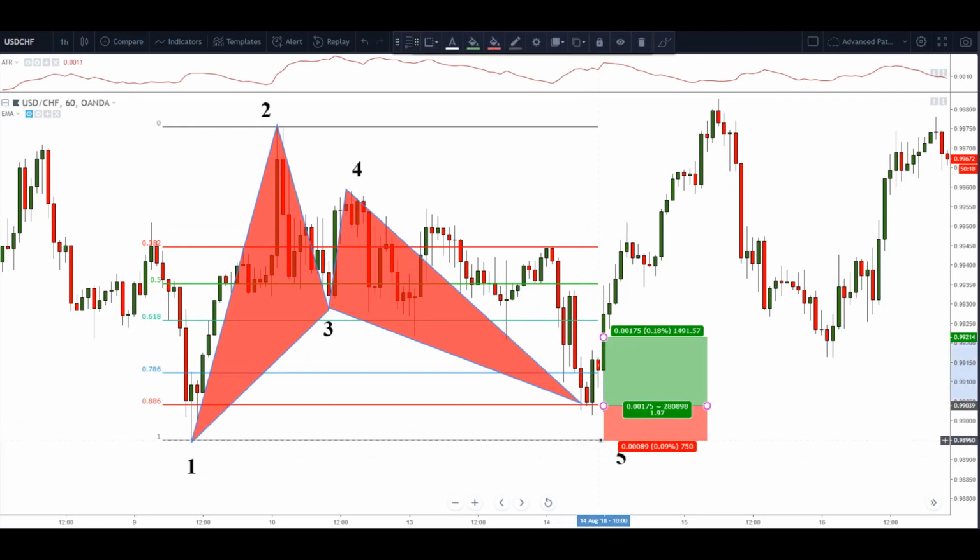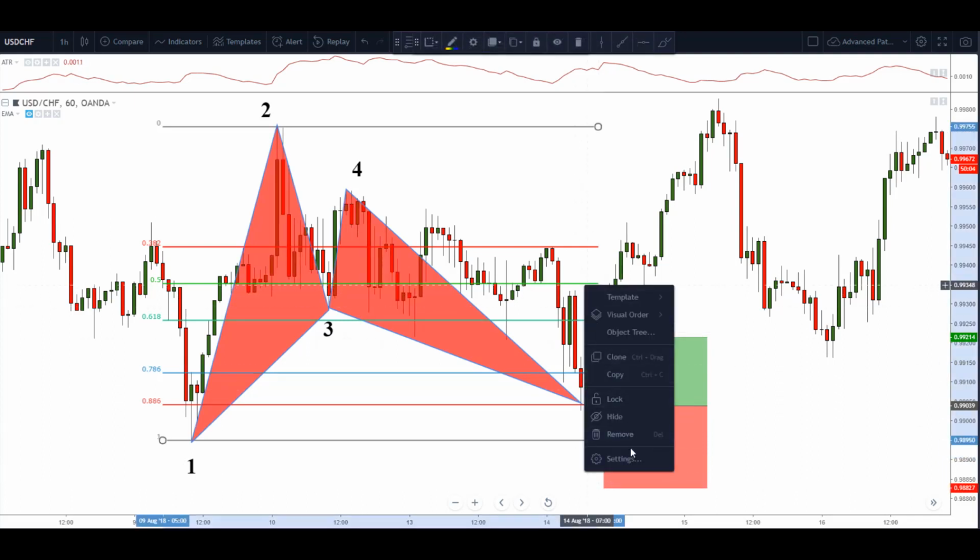So I'm going to go to my swing low of 1 and look at that. That's 9. 9 plus 12 is 21. So I know I have a 21 pip stop loss on this specific pattern. Now with that 21 pip stop loss, my next step is to find targets.